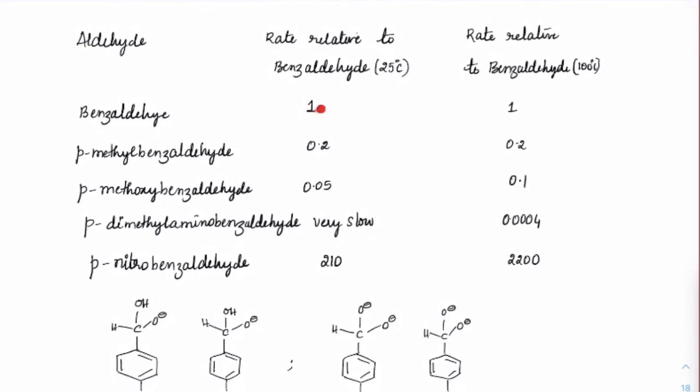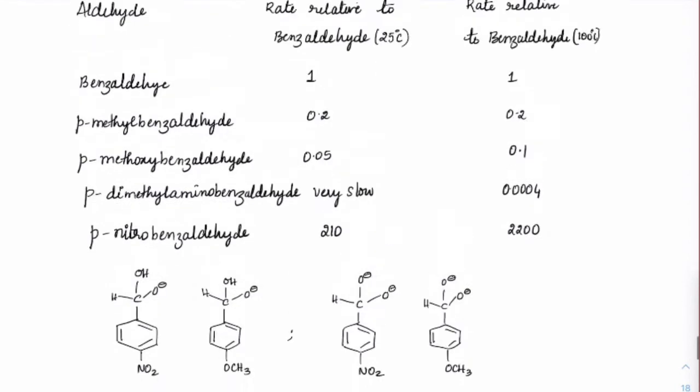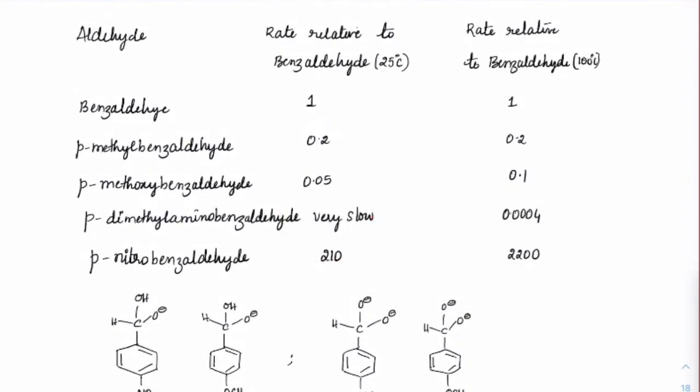So with respect to benzaldehyde, if you compare any donating species like methyl benzaldehyde, its rate is less. Then methoxybenzaldehyde, its rate is even less. Dimethylamino benzaldehyde, even less. Nitrobenzaldehyde, which is withdrawing, so the rate is more. So please understand this. This rate is about how OH minus will attack on it.